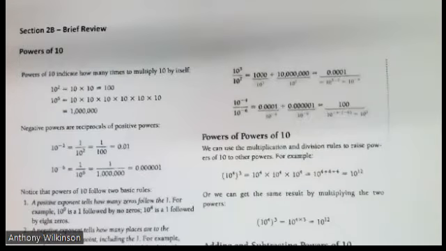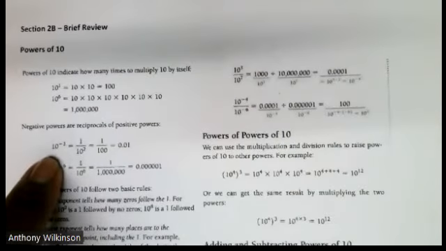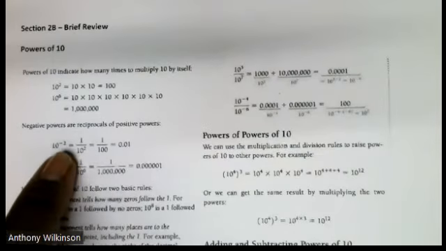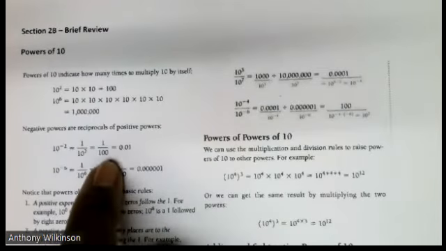And also negative powers are reciprocals of positive powers, like 10 to the negative 2. The way we can write that is this. We can write this with a 1 on top and then put the 10 in the denominator, make the negative 2 positive 2, so it'll be 1 over 10 squared. And then 10 squared is 10 times 10, which is 100. We can write that as 1 over 100, or as a decimal, 0.01.